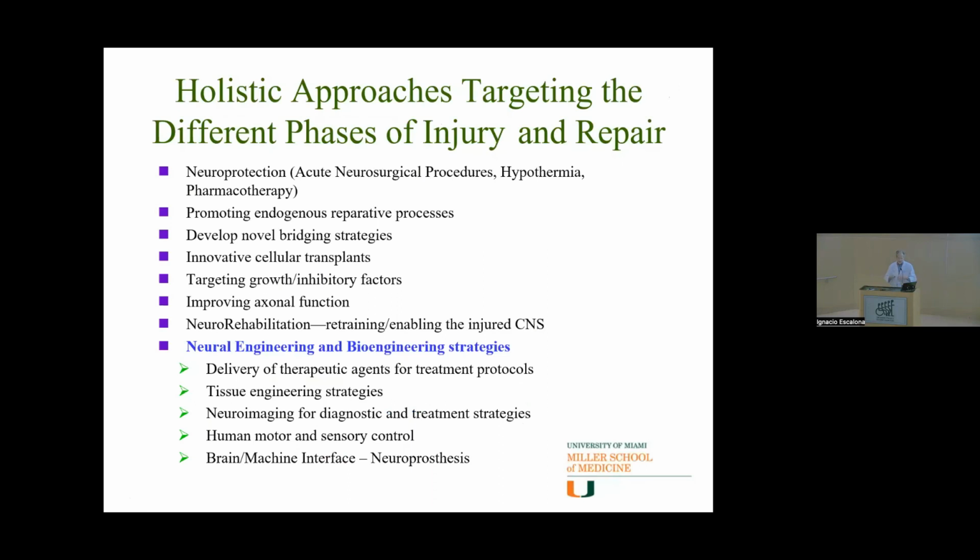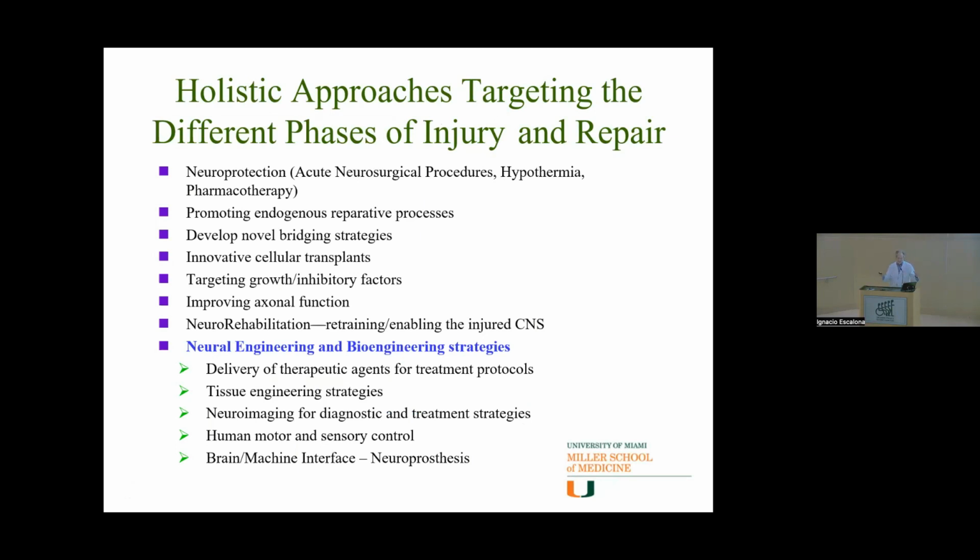So the project, with the help of neurological surgery, is a holistic approach targeting different phases of injury and repair. We've already talked about the neuroprotection, pharmacotherapy, the acute neurosurgical procedures, hypothermia, trying to promote endogenous reparative processes. Interesting about the viruses you talked about now having an effect on stem cell proliferation, things of this nature. You have to think about that a little bit more.